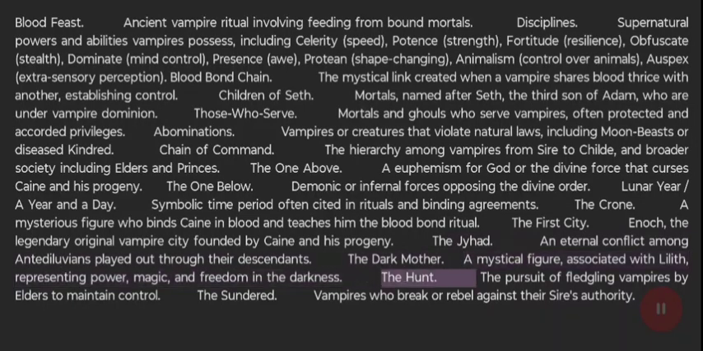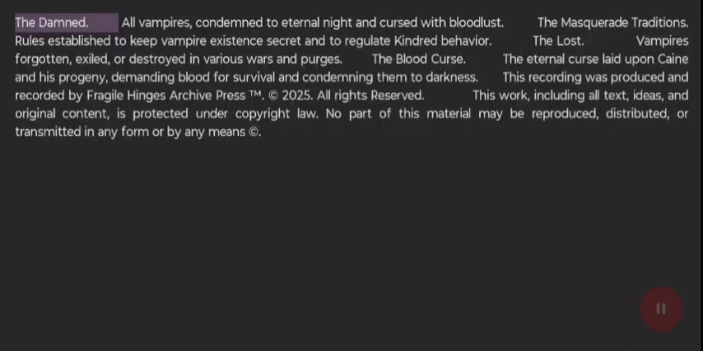The Hunt. The pursuit of fledgling vampires by elders to maintain control. The Sundered. Vampires who break or rebel against their sire's authority. The Damned. All vampires, condemned to eternal night and cursed with bloodlust. The Masquerade traditions. Rules established to keep vampire existence secret and to regulate Kindred behavior.